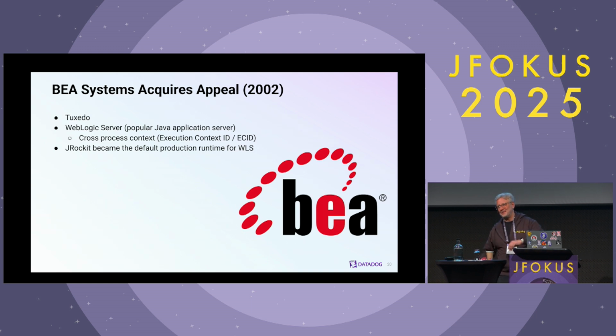So, continuing down memory lane. BEA Systems, the people behind WebLogic Server, acquired Appeal Virtual Machines. They had acquired other technologies like Tuxedo and WebLogic Server, which is a popular Java application server. The important thing here for the story of continuous profiling is that they had something called execution context ID. So you could have a cluster of WebLogic servers, and that context would be tracked between these processes. So here's the kind of embryo for something that you would need to be able to do tracing well, right? And at the time, JRockit became the default production runtime for WebLogic Server.